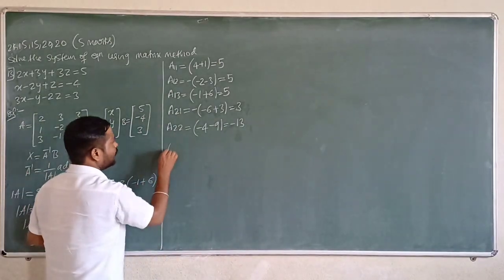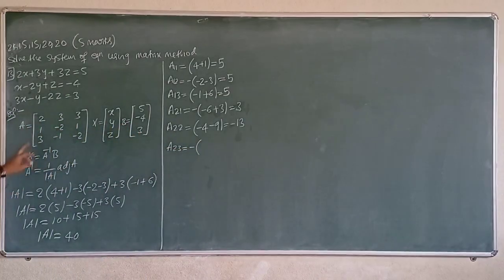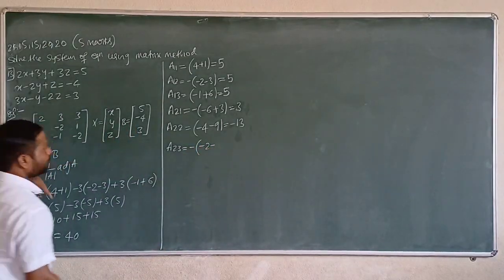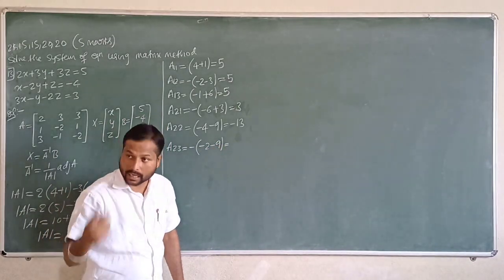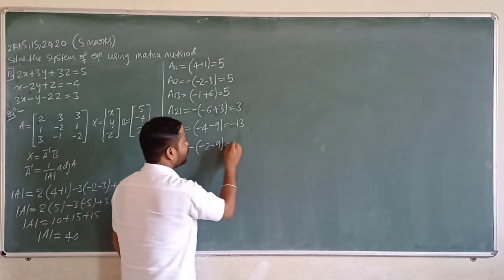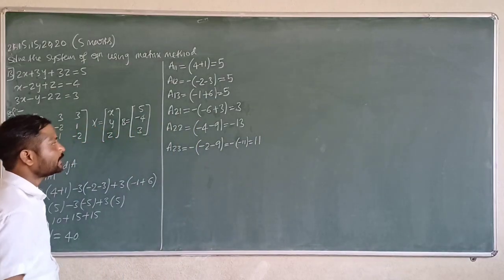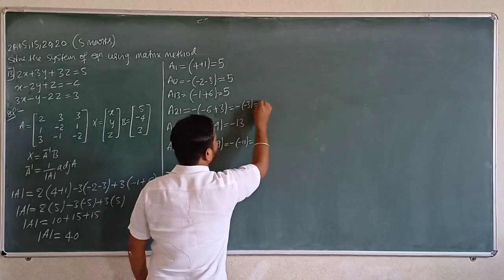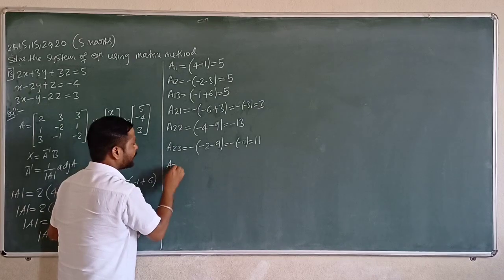Take A23: is it positive or negative? Negative. Delete which row, which column? Second row, third column. Then 2 into minus 1 is minus 2, minus 3 3s are 9. Minus 2 minus 9 is minus 11. Minus into minus is plus 11. Minus as it is minus 3, minus 3 becomes plus 3 now. A23 is over.